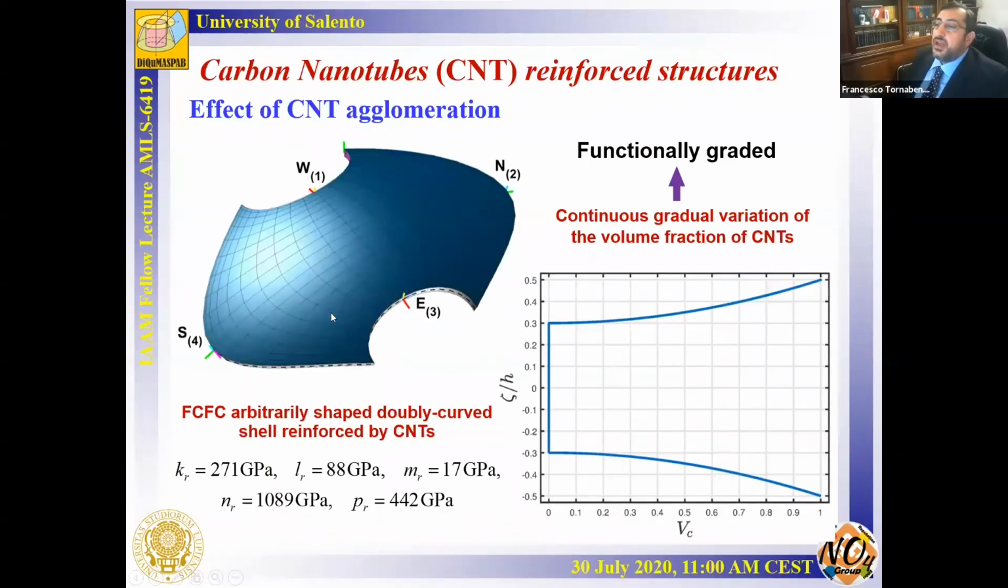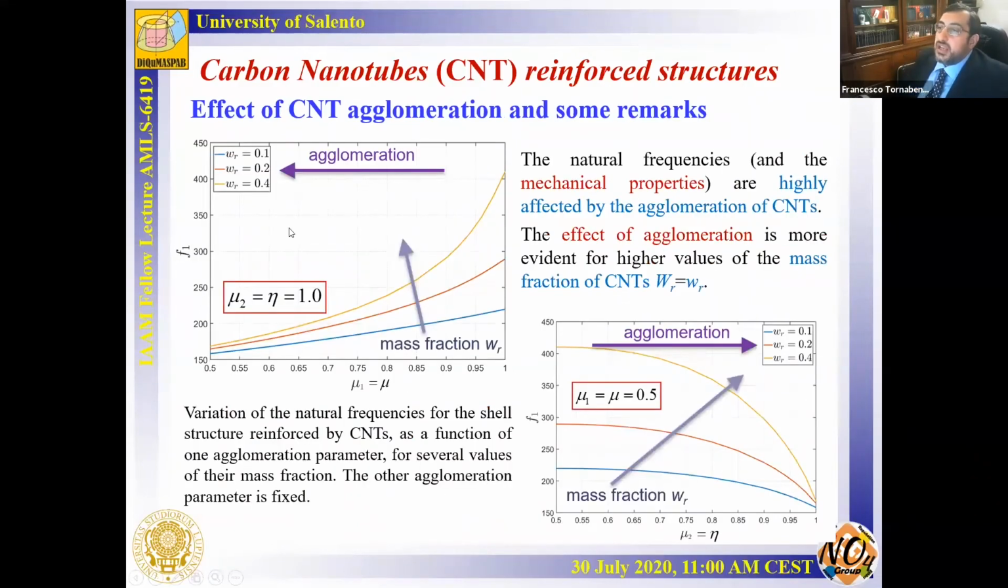Finally, I have considered a very complicated geometry with 3 layers. 2 of them are made of functionally graded carbon nanotubes, and I show, for different values of mass fraction, the variation in terms of the first frequency by fixing the second agglomeration parameter eta and varying the first one. And here I represent the same thing by fixing the first agglomeration parameter and varying the second one for different values of the mass fraction.